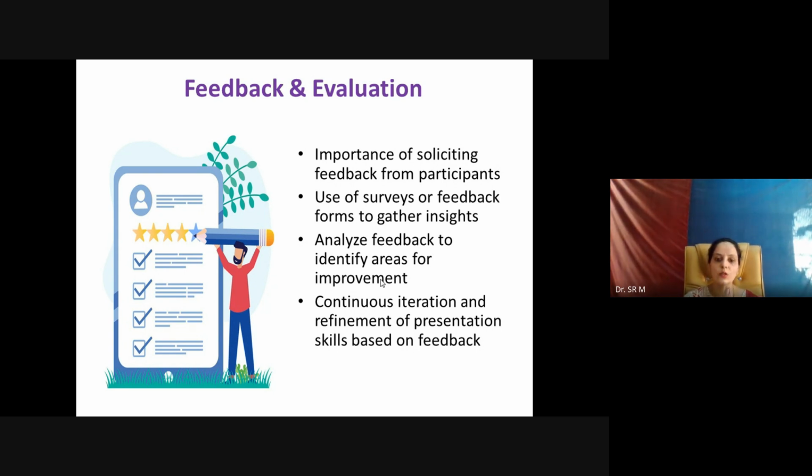Please recognize that ongoing refinement of your presentation skills is essential for everybody's professional development, yours or mine. And we need to be as effective as an educator. So embrace feedback as a valuable tool for continuous improvement and innovation in all your teaching practices.